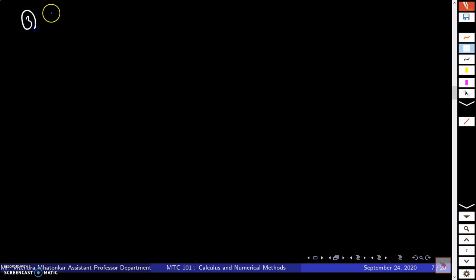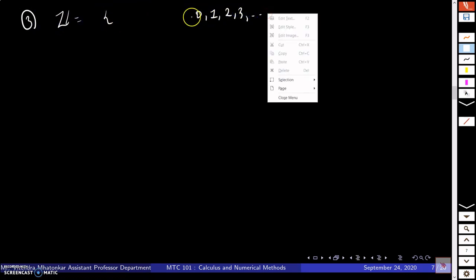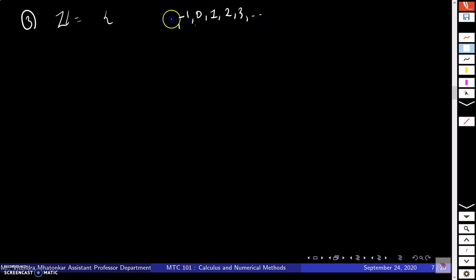One more example, the set of integers. So the third example is the set of integers. If you look at this, this is nothing but all these numbers on this side of the 0 and all these numbers on this side of the 0. Okay, this set is not bounded below. Why is this set not bounded below?